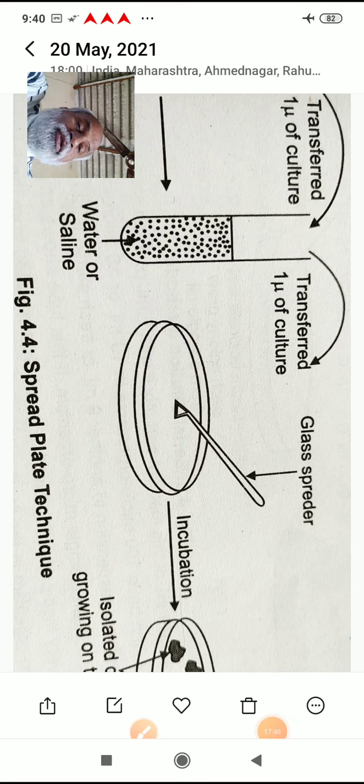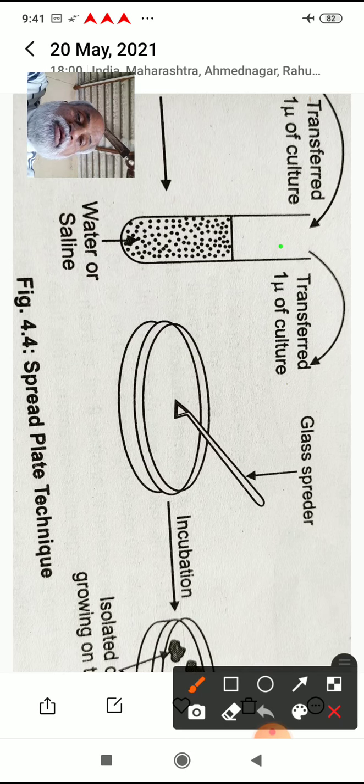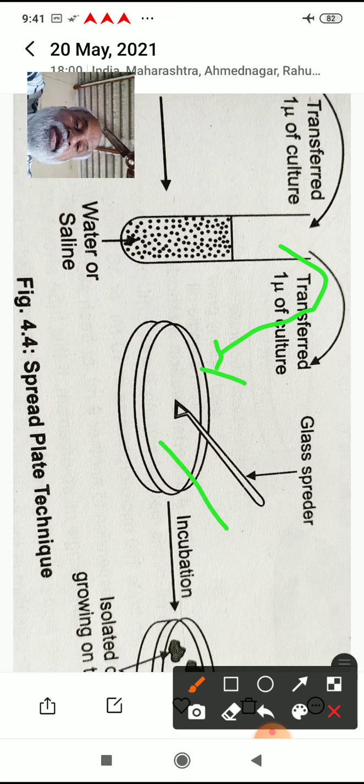A glass spreader is used for this purpose, and by using the glass spreader some amount from this is taken here on the surface of the medium in the petri dish, and the inoculum is spread with the glass spreader, and then these petri dishes are incubated.